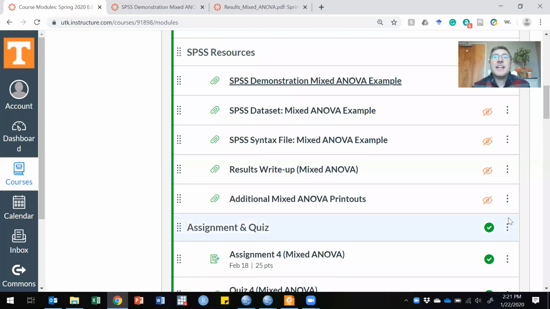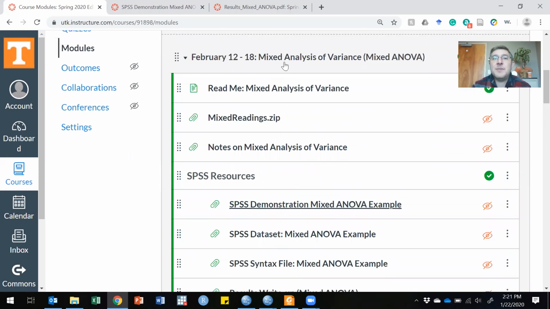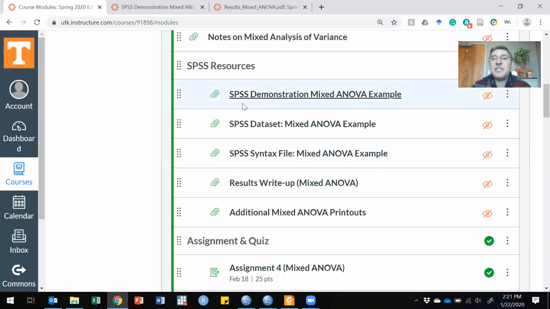Hey there, this is our mixed ANOVA and SPSS walkthrough. All of the resources for this walkthrough can be found on Canvas in the mixed ANOVA module down here in the SPSS resources.